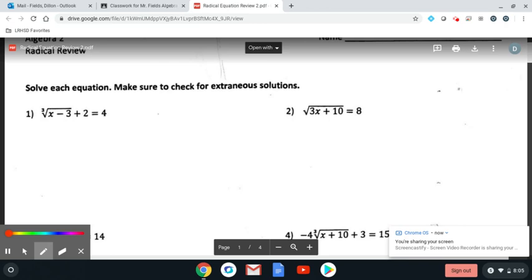So you have the third root of x minus 3 plus 2 is equal to 4. So the first thing that you guys want to do is you always want to try to get that root symbol by itself. So we're going to go ahead and subtract 2 on both sides.